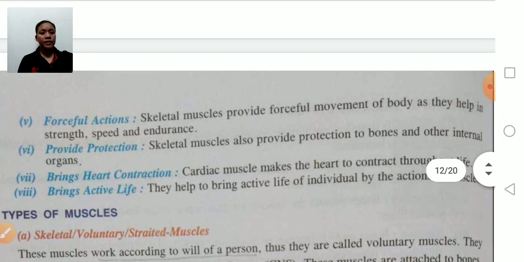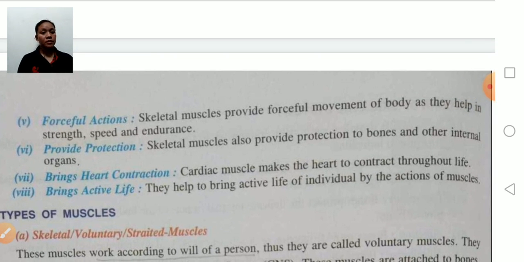Forceful action. Skeletal muscles provide forceful movement of the body as they help in strength, speed, and endurance. Skeletal muscles help in providing forceful movement and help in developing strength, speed, and endurance.